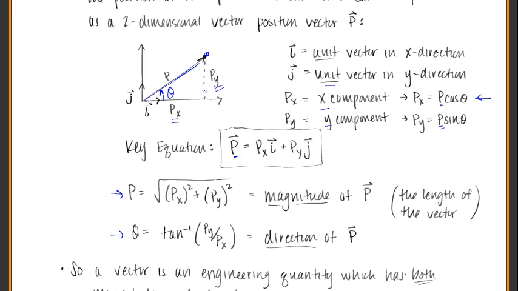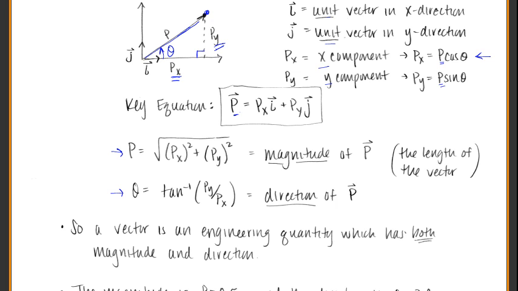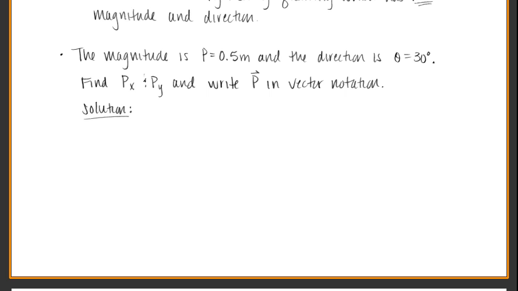And again, the angle, since we're looking at a right triangle, if this is the angle right here, with respect to the right triangle we're looking at opposite over adjacent, so it's going to be the tangent of y over x, and that's going to give us the direction of the magnitude for this vector. And again, a vector is an engineering quantity which has both magnitude and direction. It's very, very important.